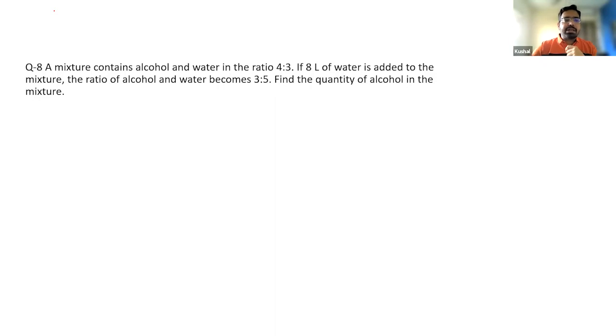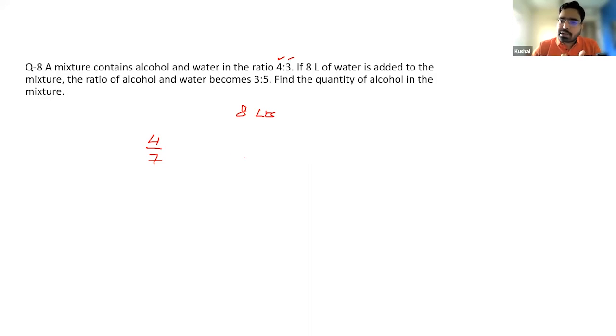Right. Let's have a look at question number 8. It says a mixture contains alcohol and water in the ratio of 4:3. Okay. 8 liters of water is added to this. So you are then saying that there is a mixture which has got alcohol and water in the ratio of 4:3. So what is the alcohol strength? 4/7. And 8 liters of water is added.